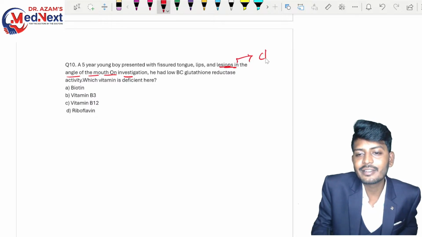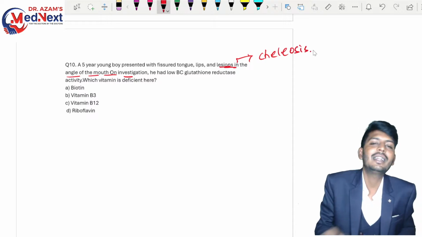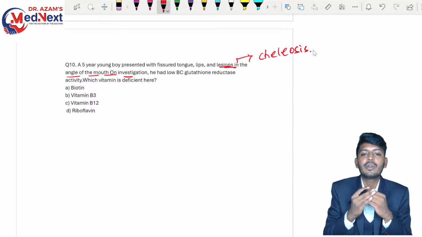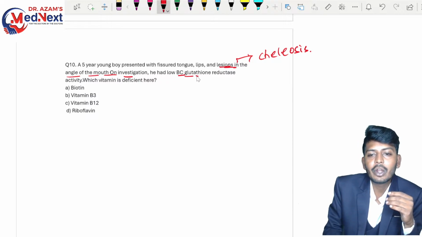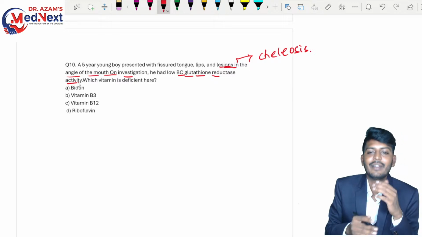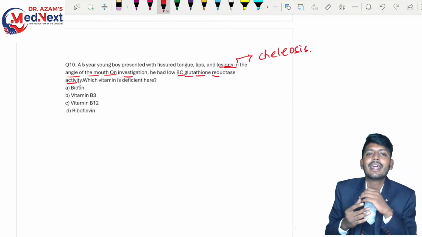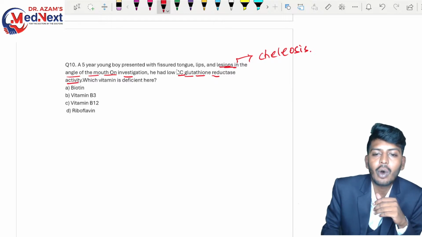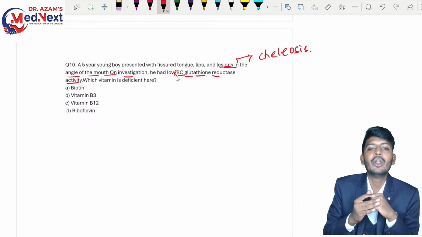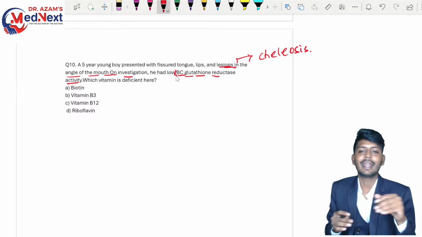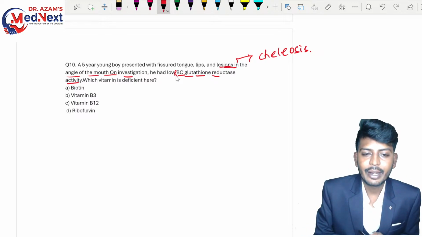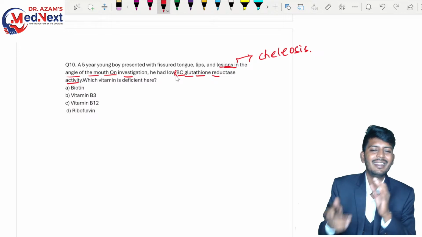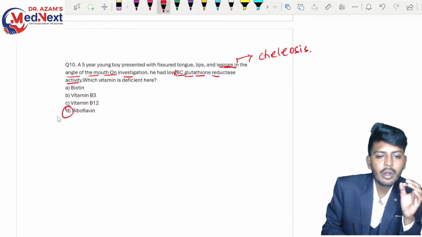This is highly suggestive of something called cheilosis. What is that? Cheilosis. And also he had low blood level glutathione reductase activity. What is that? Glutathione reductase activity. Okay, low RBC, अरे BC नहीं भाई, low RBC glutathione reductase activity. So अगर ग्लूटाथायोन एक्टिविटी भी रिड्यूस हो गया तो विच विटामिन डेफिशिएंट? The answer is directly याद रखो, राइबोफ्लाविन.